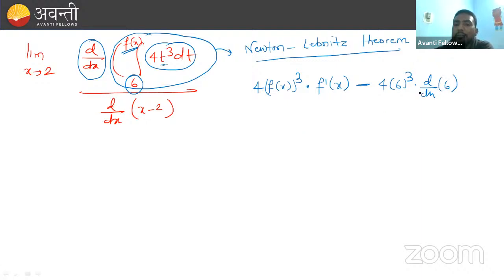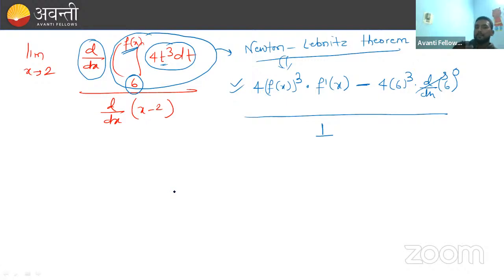So the derivative of 6 will be 0, right? And x minus 2 divided by x minus 2, the derivative is 1, right? So what is the upper thing? It is the Newton-Leibniz theorem. Whenever something is written in integral form and you have to differentiate that integral form, what you need to do? In the main function, that is 4t cube, you just have to put the upper limit for f of x cube, and then take the derivative of f of x, that is f dash x, minus, again put the lower limit, it is 6, so again 4 into 6 cube into the derivative of 6, right?